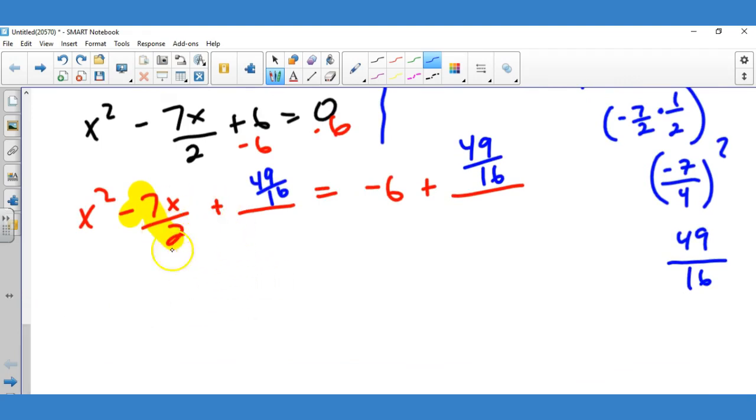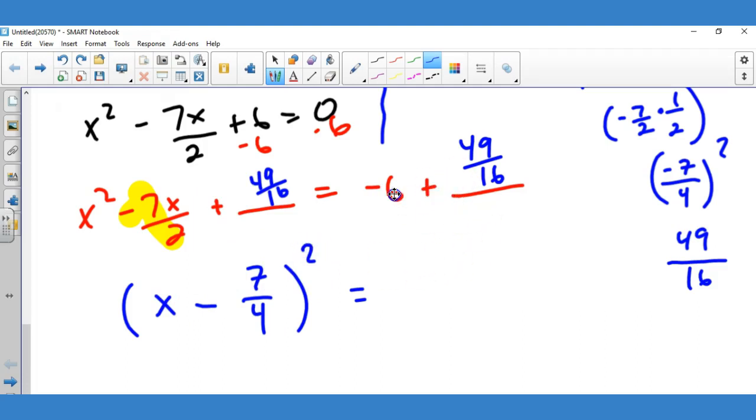Now, the left side, you have to factor the left side. Well, factoring is kind of simple. See how this is negative? So it's going to be x minus, now the square root of 49 is 7. The square root of 16 is 4. So x minus 7 over 4 squared. By the way, guys, when you factor a perfect square trinomial, when you factor the completing the square that you just made, it's always going to be squared, all right, like in the last example.